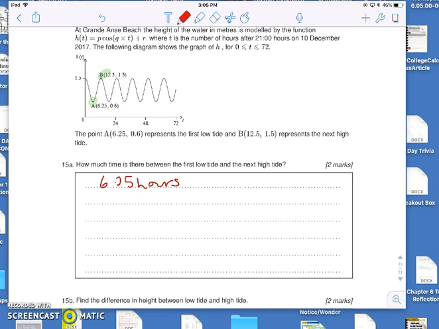Because if you guys remember, so we have our high, our low, and then our mid going right through the middle.